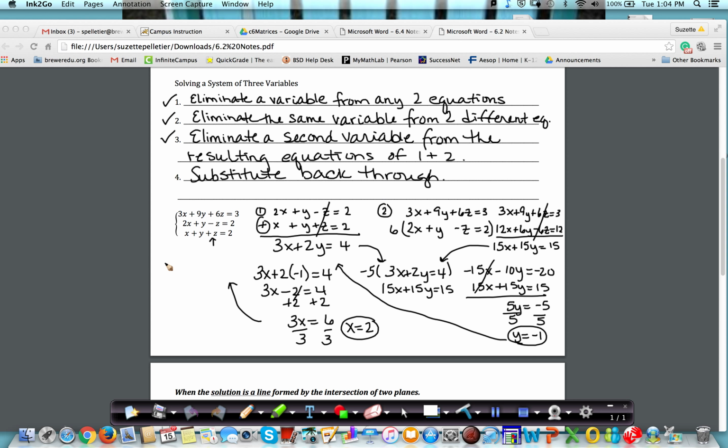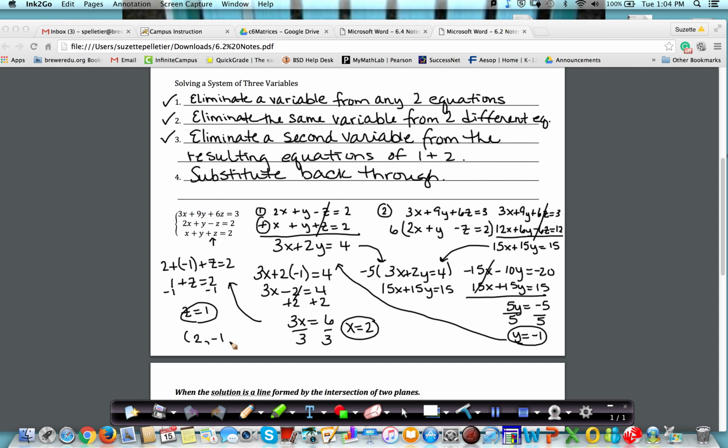So I'm going to use the bottom equation because it looks pretty easy. 2 plus negative 1 plus z equals 2. 2 plus negative 1, or 2 minus 1 is 1, plus z equals 2. Subtract 1 from both sides, z equals 1. And now I know my ordered triple, so I put them in order.